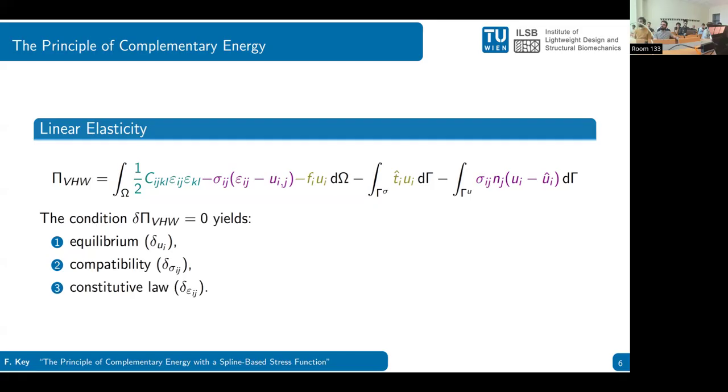And lastly, it also yields this constitutive law. So if you take the variation with respect to the strains, basically this is what remains, and also this term. So basically this relates the stresses to strains via this stiffness tensor C_IJ.